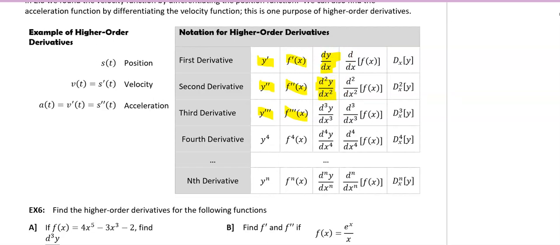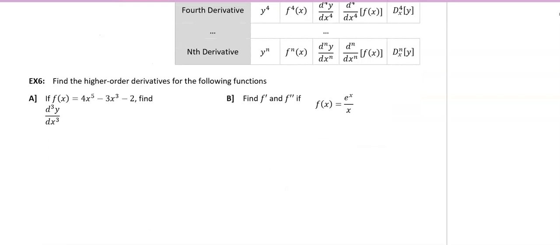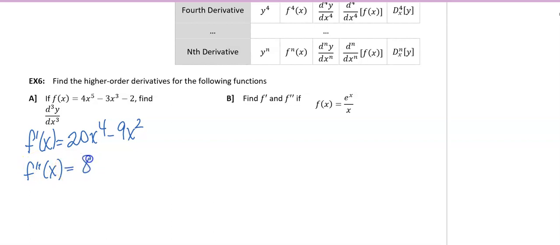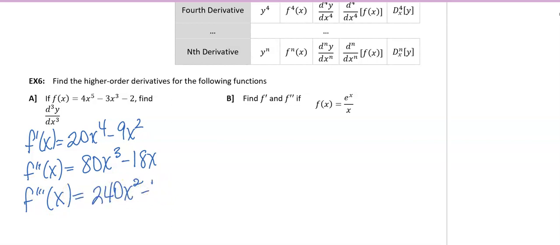All right, so let's take an example, just starting with normal. For example 6, part A, they want us to find the third derivative. So I'm going to use f prime, just normal power rule, so 20x to the fourth minus 9x squared. Derivative of the constant is 0. And let's now take the second derivative. What's that? 80x to the third minus 18x. And the third derivative, 240x squared minus 18.